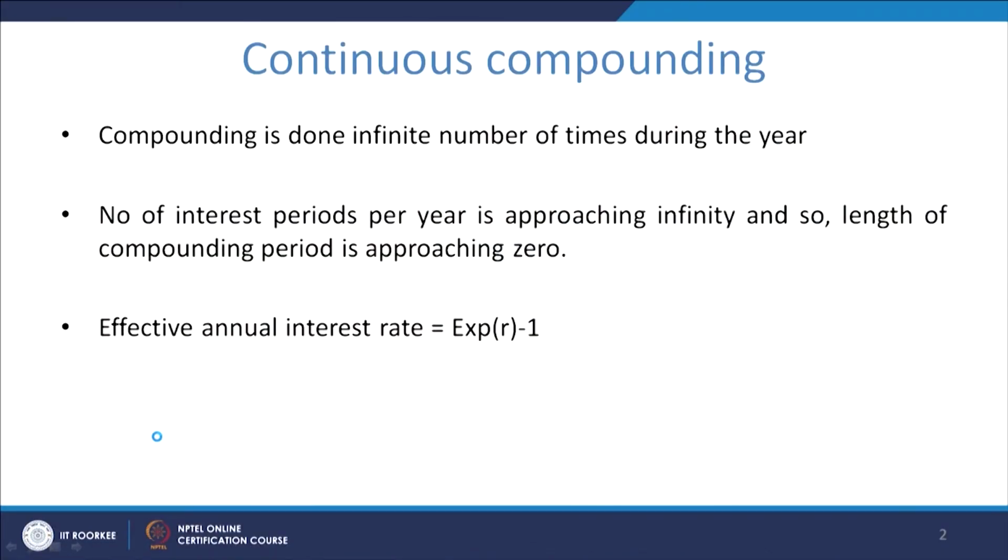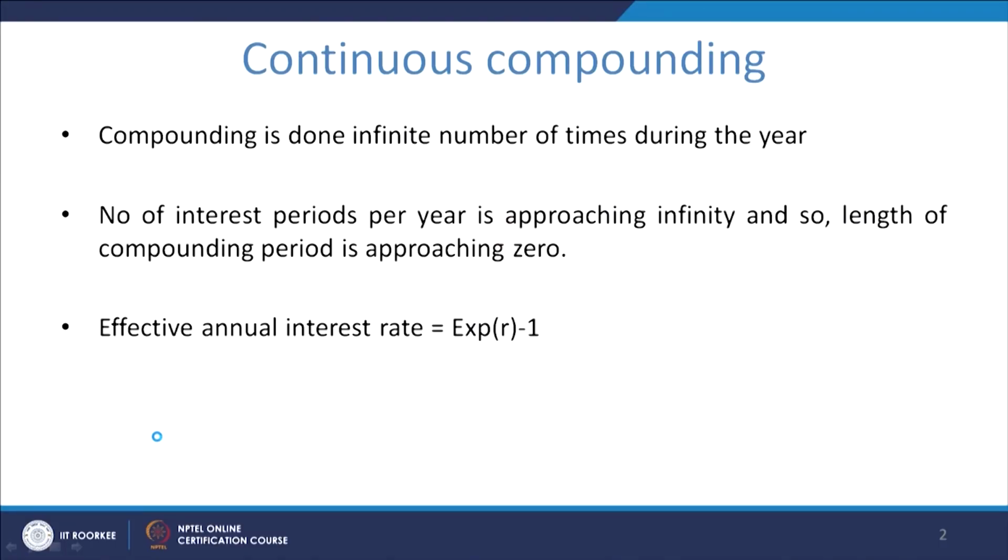Now, another case which is very much practiced by the financial institutions and banks is the continuous compounding, and for that we are going to define what continuous compounding is. Continuous compounding is that case when compounding is done an infinite number of times during the year. So, basically the number of interest periods per year is approaching infinity, and that is why the length of the compounding period will be approaching 0.